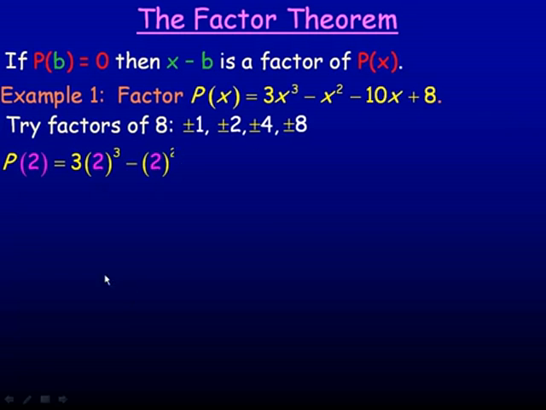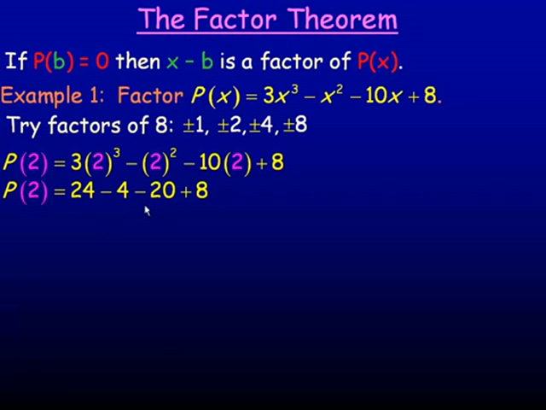For example, we could try to see if p of 2 has a remainder of 0, which means that we're looking to see if x minus 2 is a factor of this polynomial. So if we fill 2 in, we go 3 times 2 cubed, and that's 24, because 2 cubed is 8, times 3 is 24. 2 squared is 4, 10 times 2 is 20, and plus 8. And that works out to be a value of 8. So the fact that it's not 0 means that p of 2 is 8, the remainder is not 0, so x minus 2 is not a factor of this polynomial.